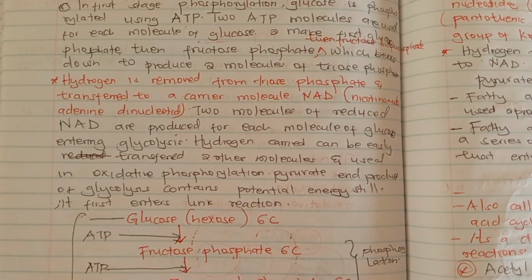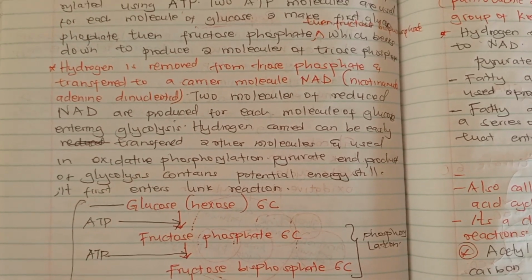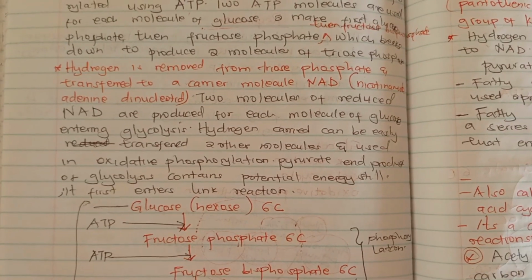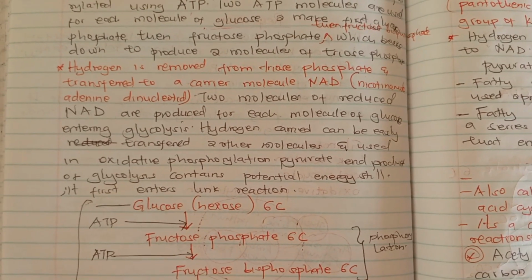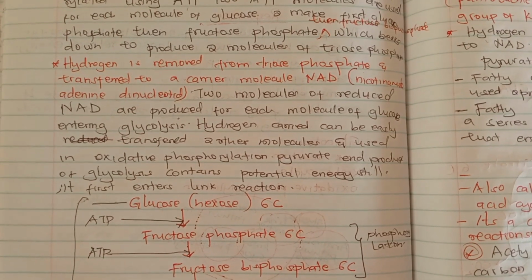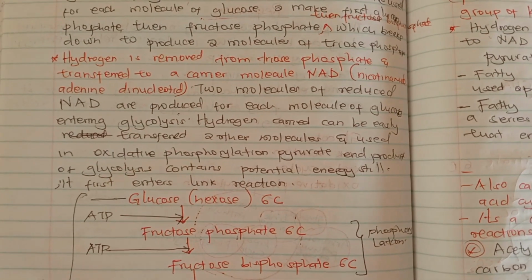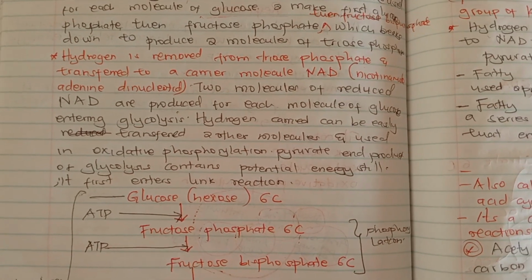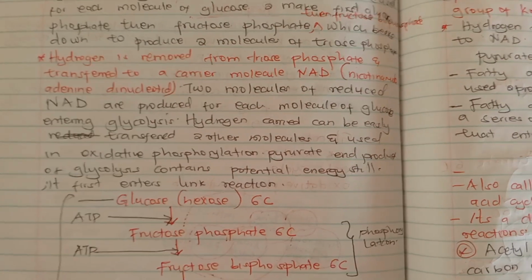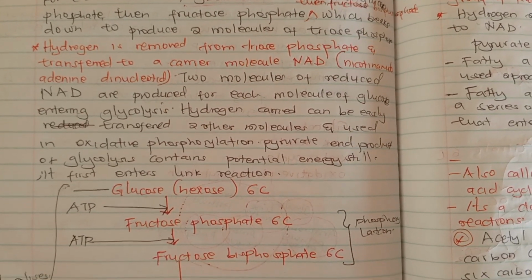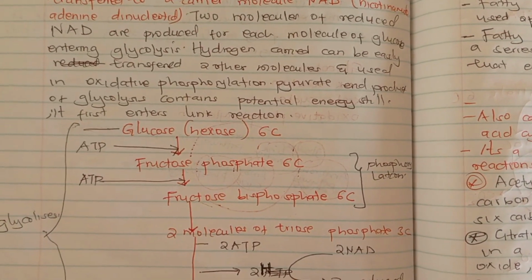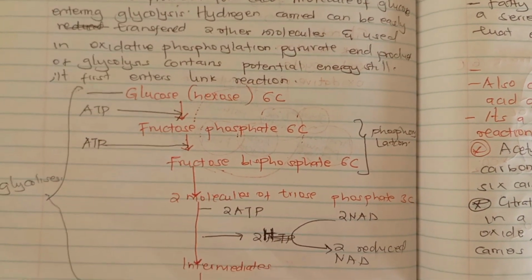The hydrogen is removed from the triose phosphate and transferred to carrier molecules, that is NAD, and then 2 molecules of reduced NAD are produced for each molecule of glucose. The hydrogen carried can be easily transferred to other molecules and used in oxidative phosphorylation, and the pyruvate is the end product of the glycolysis process. The potential energy is still the same.